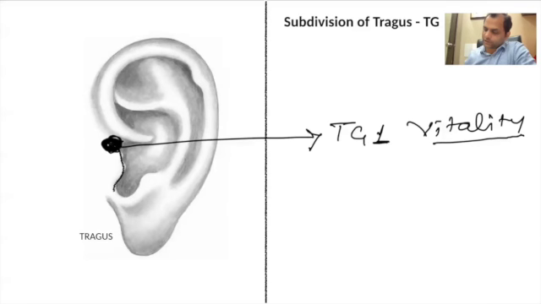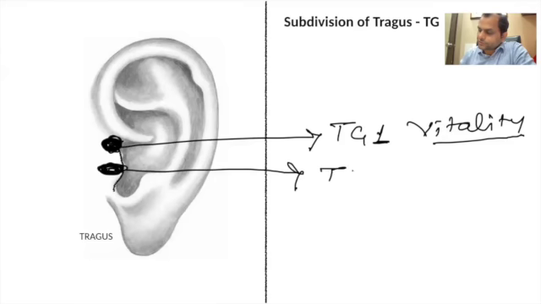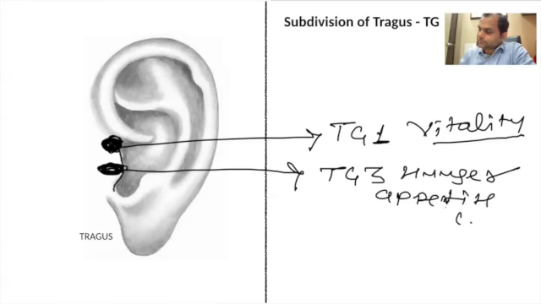So this is the point of vitality. The central point is tragus 3. This is the hunger point, appetite control point. So we use it in obesity.